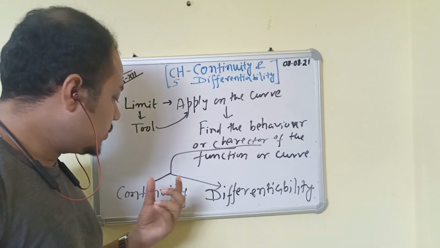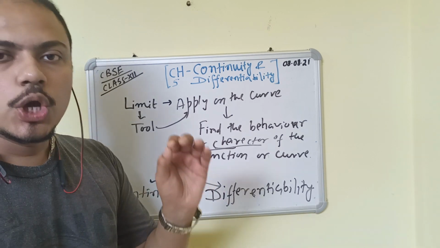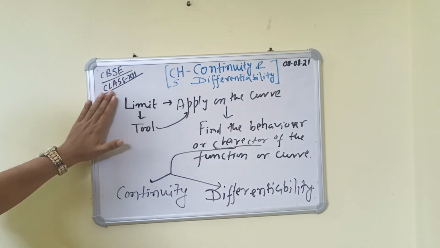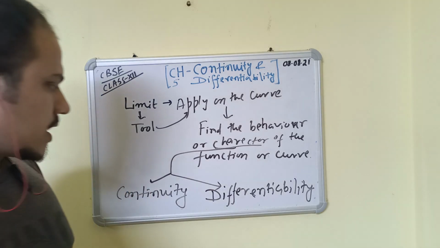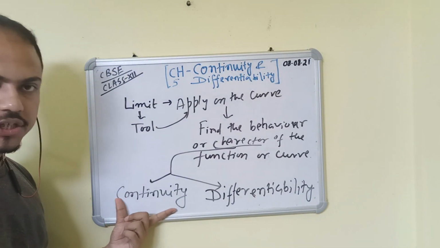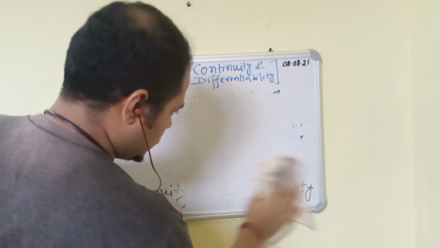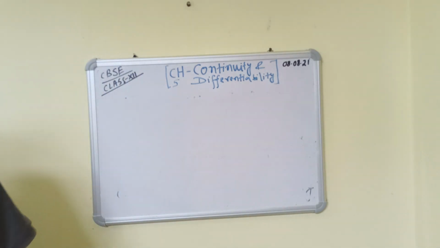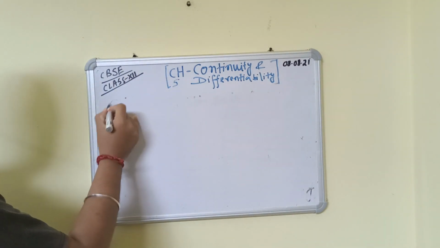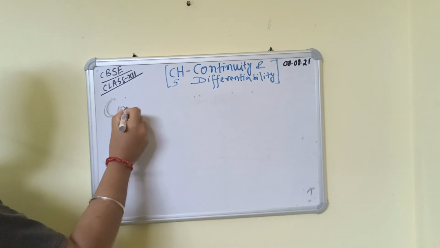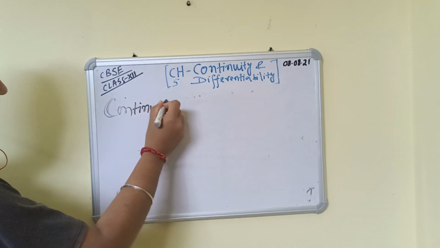Now this continuity and differentiability we study in class 12 chapter number 5. So let's start. What do you mean by continuity? First I am going to discuss the definition of continuity.